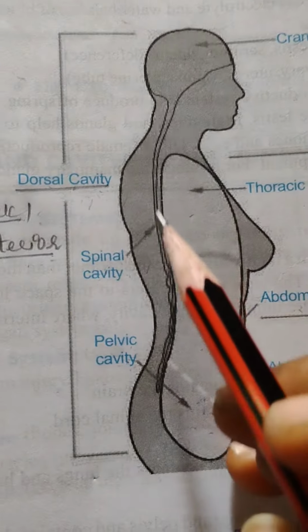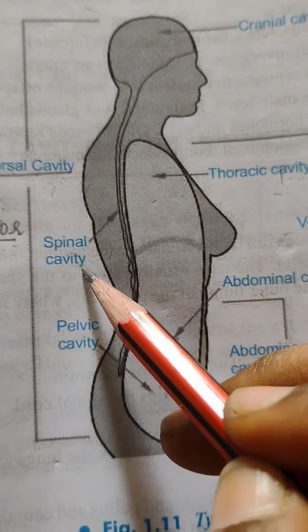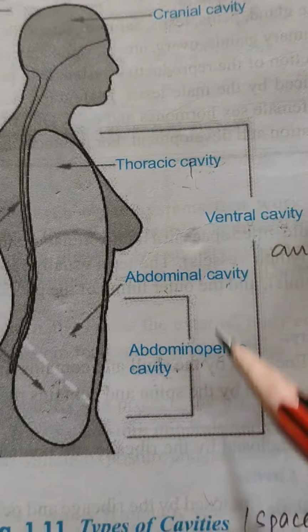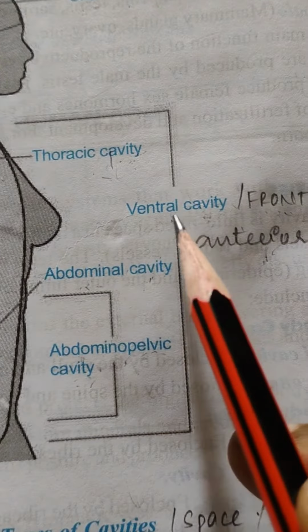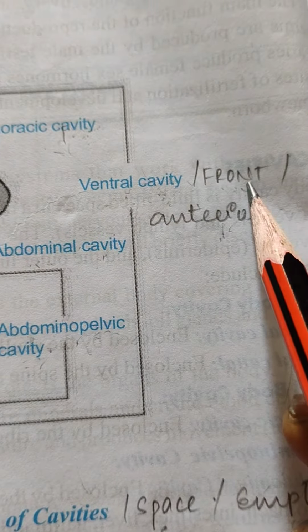The cranial cavity and spinal cavity form the dorsal cavity. The thoracic cavity and abdominopelvic cavity form the ventral cavity, or ventral side of the body, or anterior.